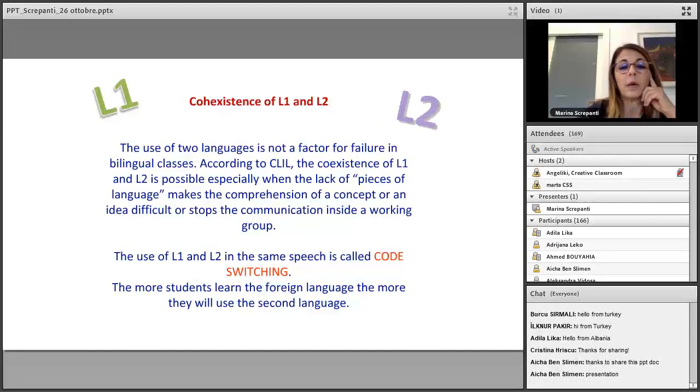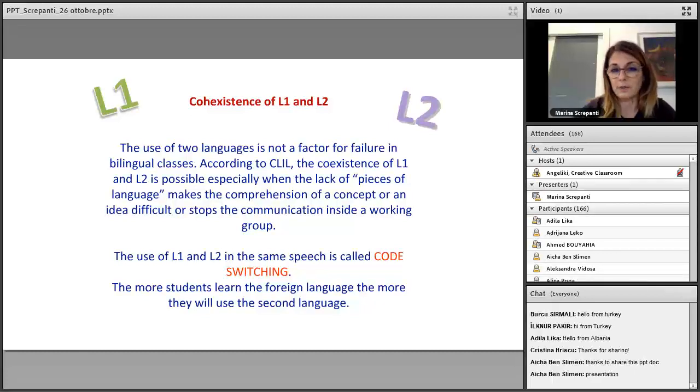What about the coexistence of L1 and L2? It is very important because sometimes students must communicate to accomplish the tasks, and if their English level is not very good, they need an important language scaffolding. And it's very important for teachers to plan and to prepare this language scaffolding.